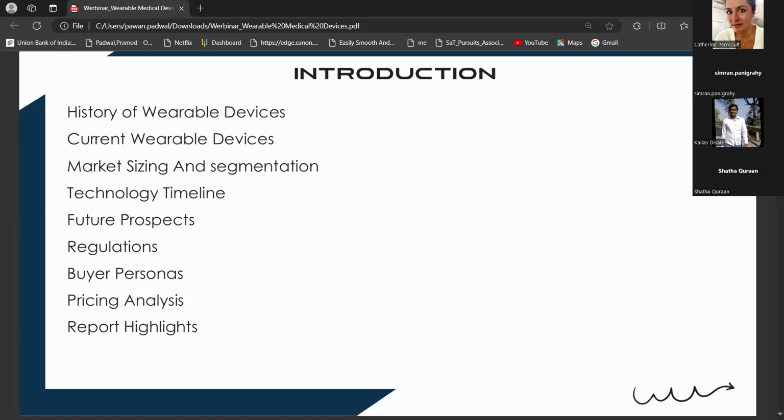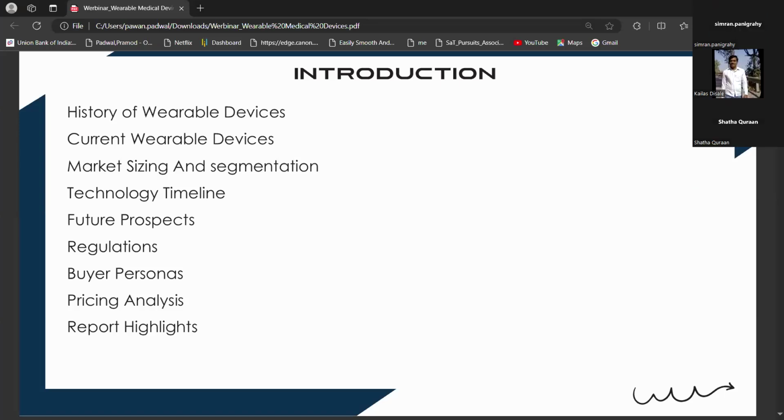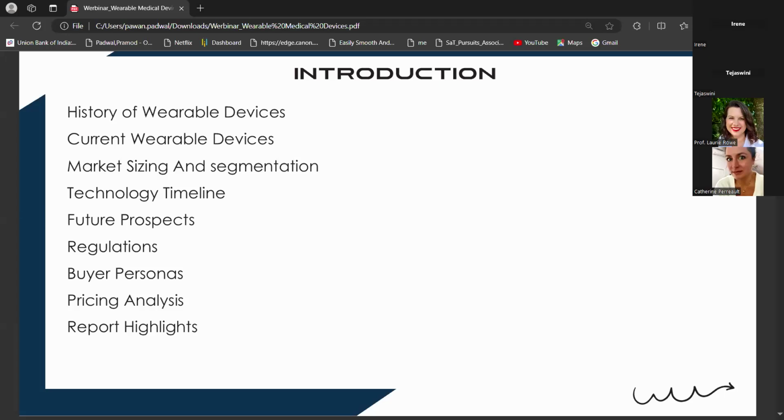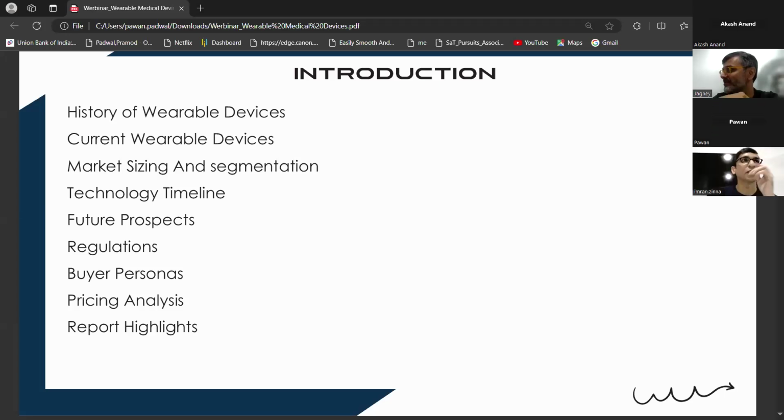Then we'll have a sneak peek about the regulations in the major parts of the global market. Then the interesting part begins actually: these buyer personas. We have put in a lot of effort to make buyer personas in each region, so the manufacturers can get insights on which particular part they should focus on while developing their product.